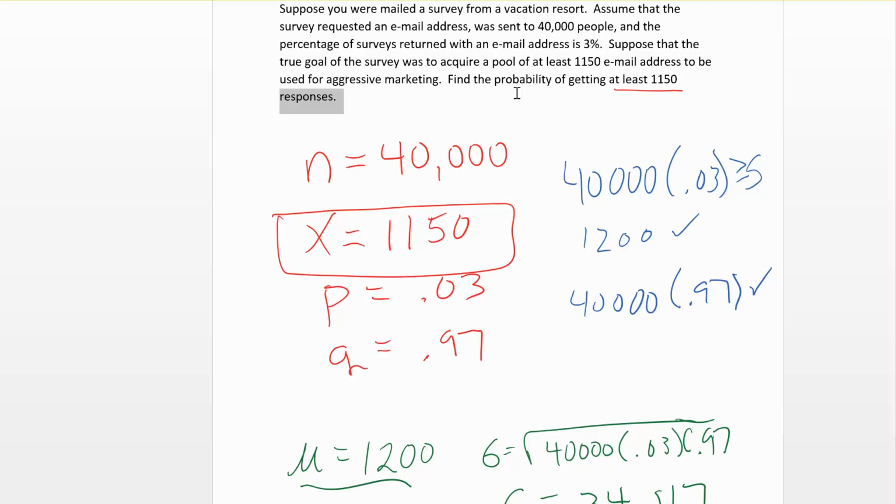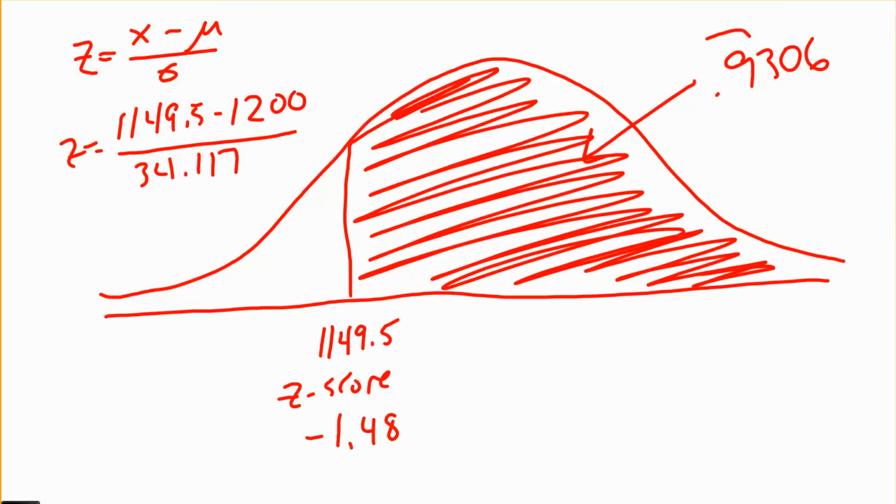So to answer the question, it said, find the probability of getting at least 1,150 responses, given that we mailed out 40,000, and our probability of success was 3%. We want to know what's the probability of getting at least 1,150. That probability is 0.9306.